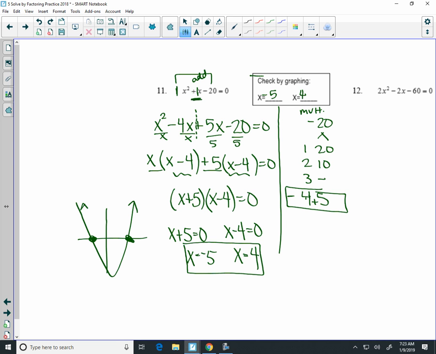So use Desmos. You can even do that step first. Check by graphing first so you know at the end of the problem whether you're right or not. That order doesn't matter. Do what you need to do to make yourself feel good about the process.